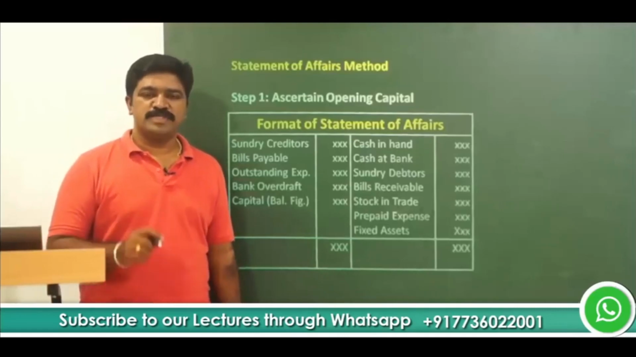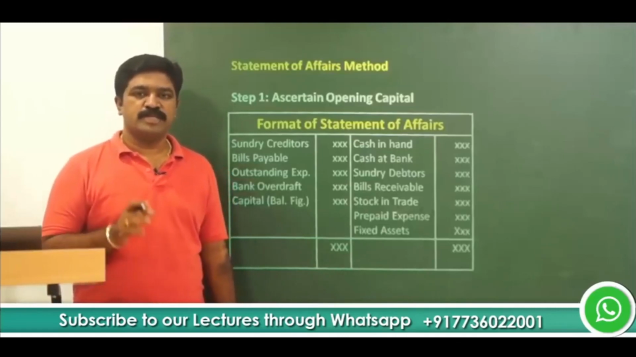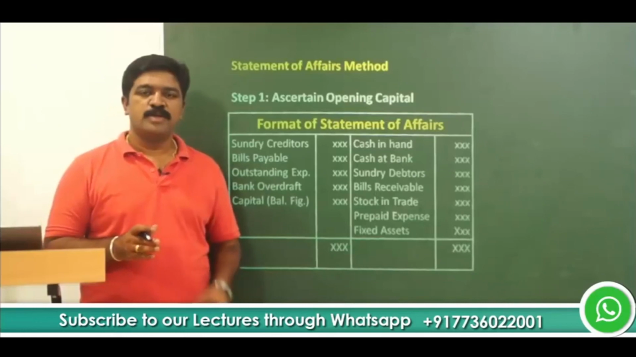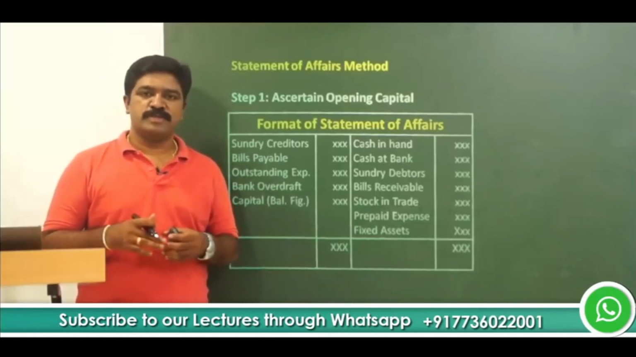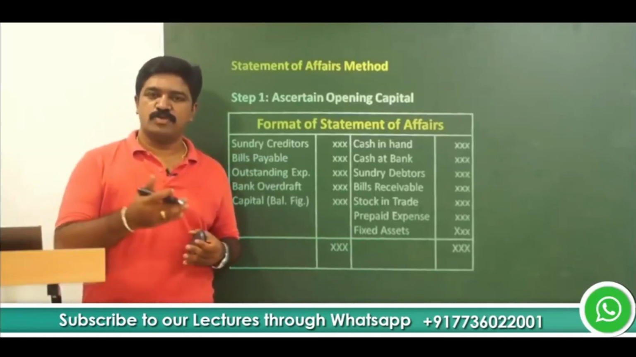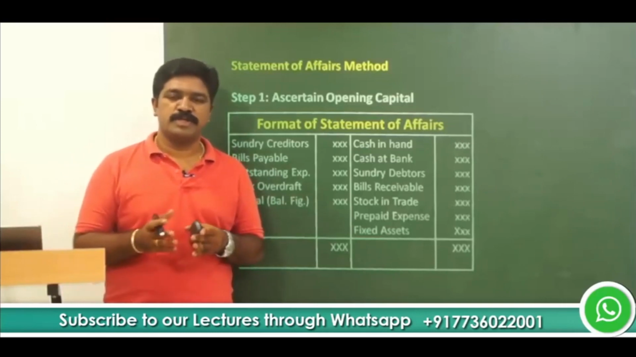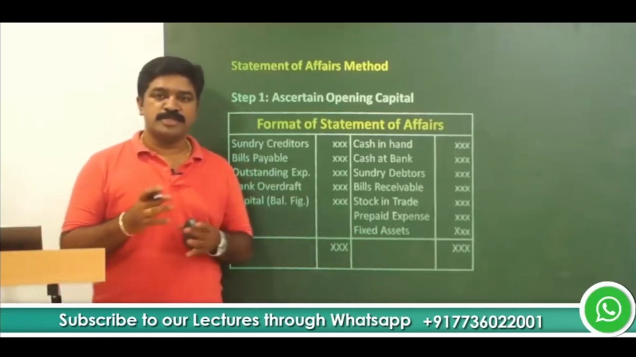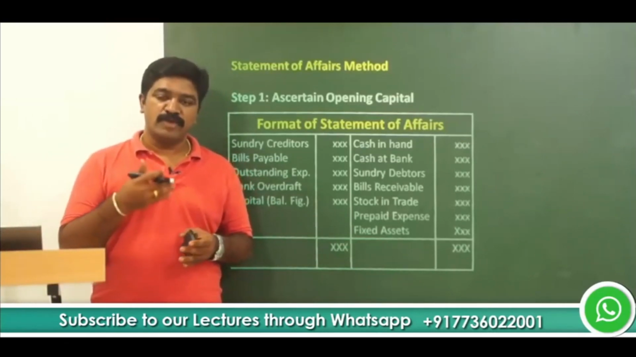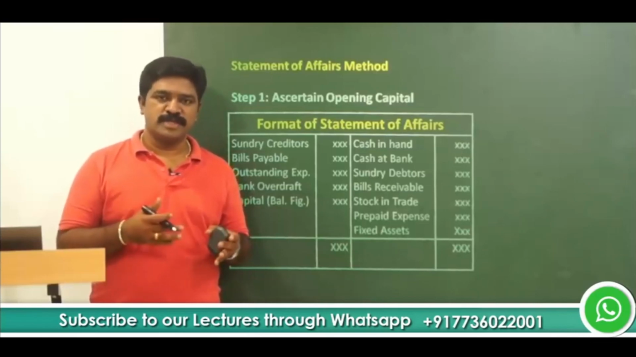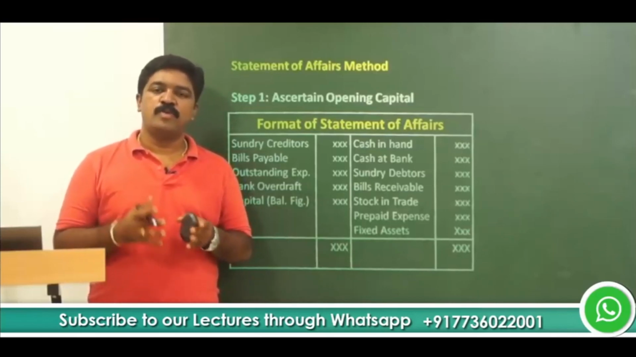Let's move on to the first method for ascertaining the profit, that is statement of affairs method. What do we do in statement of affairs method? We'll prepare statement of affairs on two particular dates, that is opening date and closing date. We'll compare and see whether there is increase or decrease, and we'll also make some adjustments, I said. Then we'll come to what is profit.